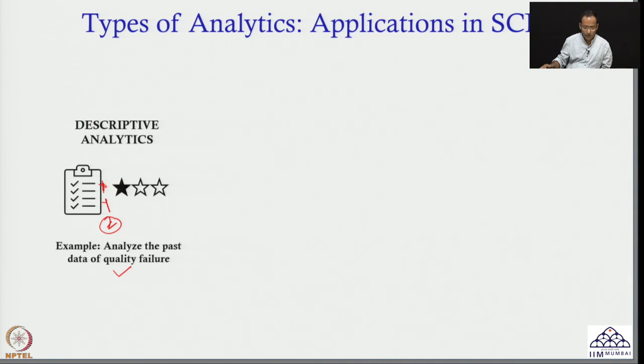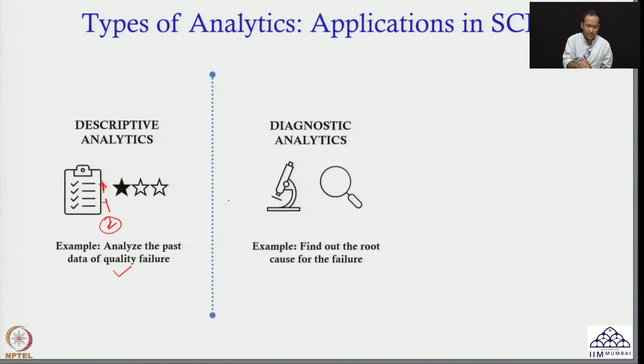Okay. So once I get to know that product Z is having a lot of quality issues, then I can do diagnostic analytics to check why there is a quality issue. I need to find out the root cause for the failure. So I will look through a microscope and see what the reason is, and find out which part or which component is having a problem. If the product failed, which part is giving the issue, which part is not correct.